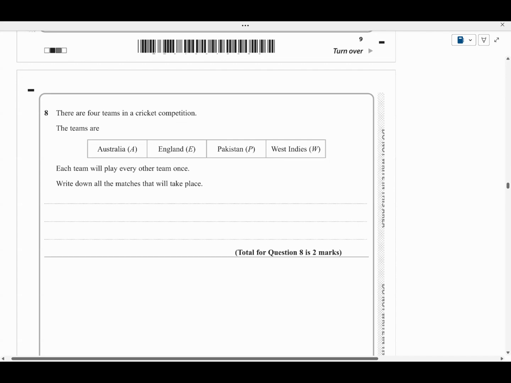There are 4 teams in a cricket competition. The teams are Australia, England, Pakistan, West Indies. Each team will play each other once. Write down all the matches that will take place. So let's have a look.